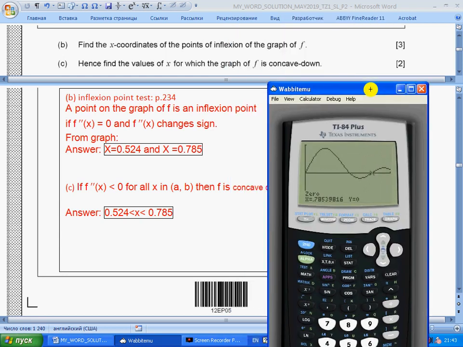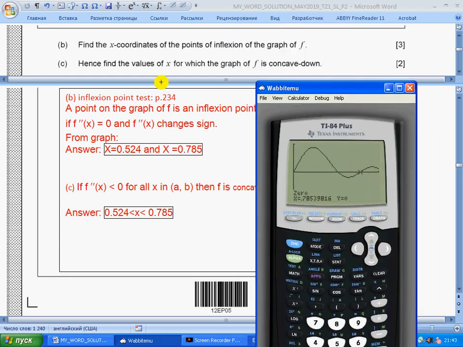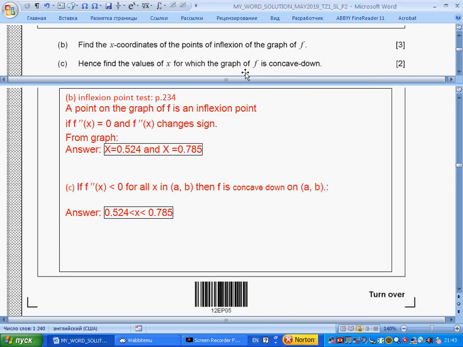Next question is hence find the values of x for which the graph is concave down. Concave down, second derivative should be negative. It is negative between these two zeros, so we show this interval as answer to C. So this question is done.